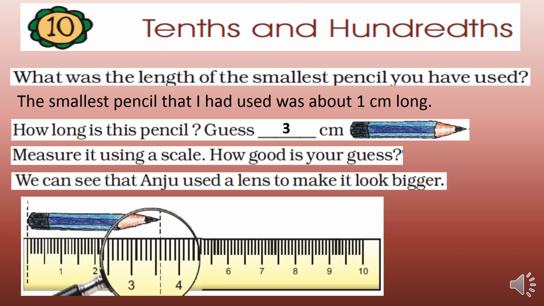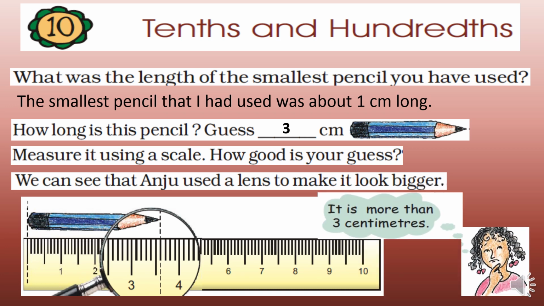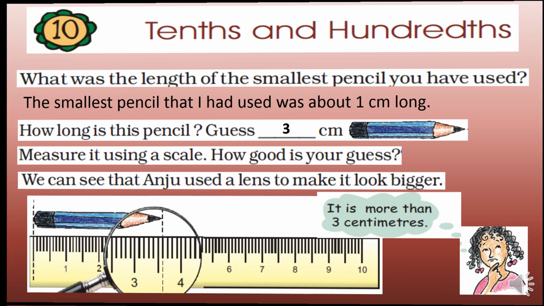We can see that Anju used a lens to make it look bigger. So if you see the thin lines between 3 and 4, it is long. This pencil is longer than 3, and some more lines are also there. If you count that, you will count 6 more lines. These lines are for millimeter. So Anju is thinking that this pencil is more than 3 centimeter.